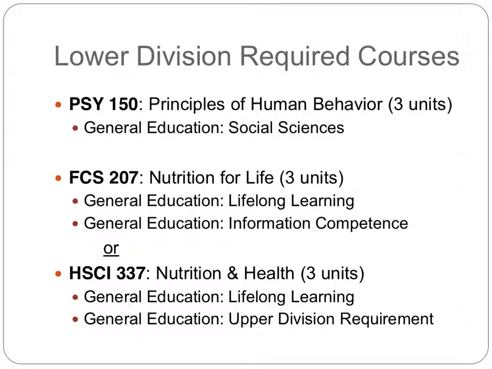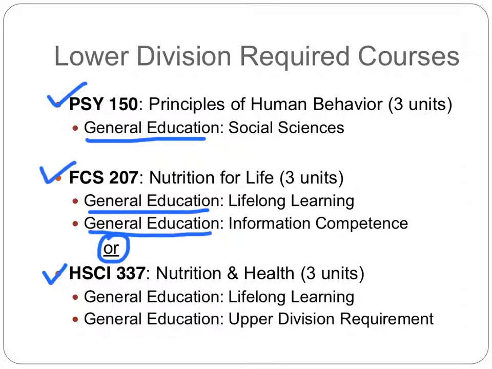The lower division required courses include Psych 150, and Psych 150 is also available to be applied to the General Education Social Sciences requirement. Applied fitness students also need to take a nutrition class, and they can choose FCS 207 or Health Science 337. If you decide to take FCS 207, note that it also covers the requirement General Education, Lifelong Learning, and the General Education requirement of Information Competence.